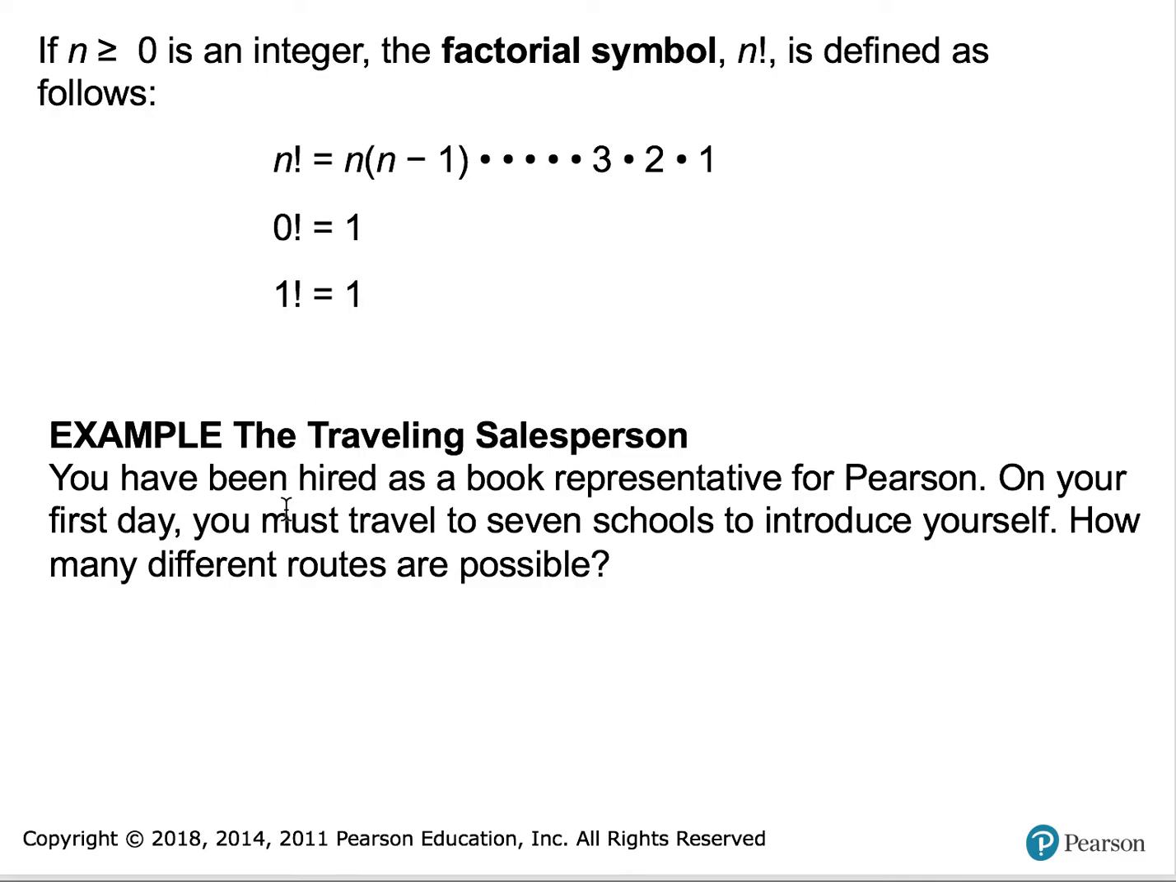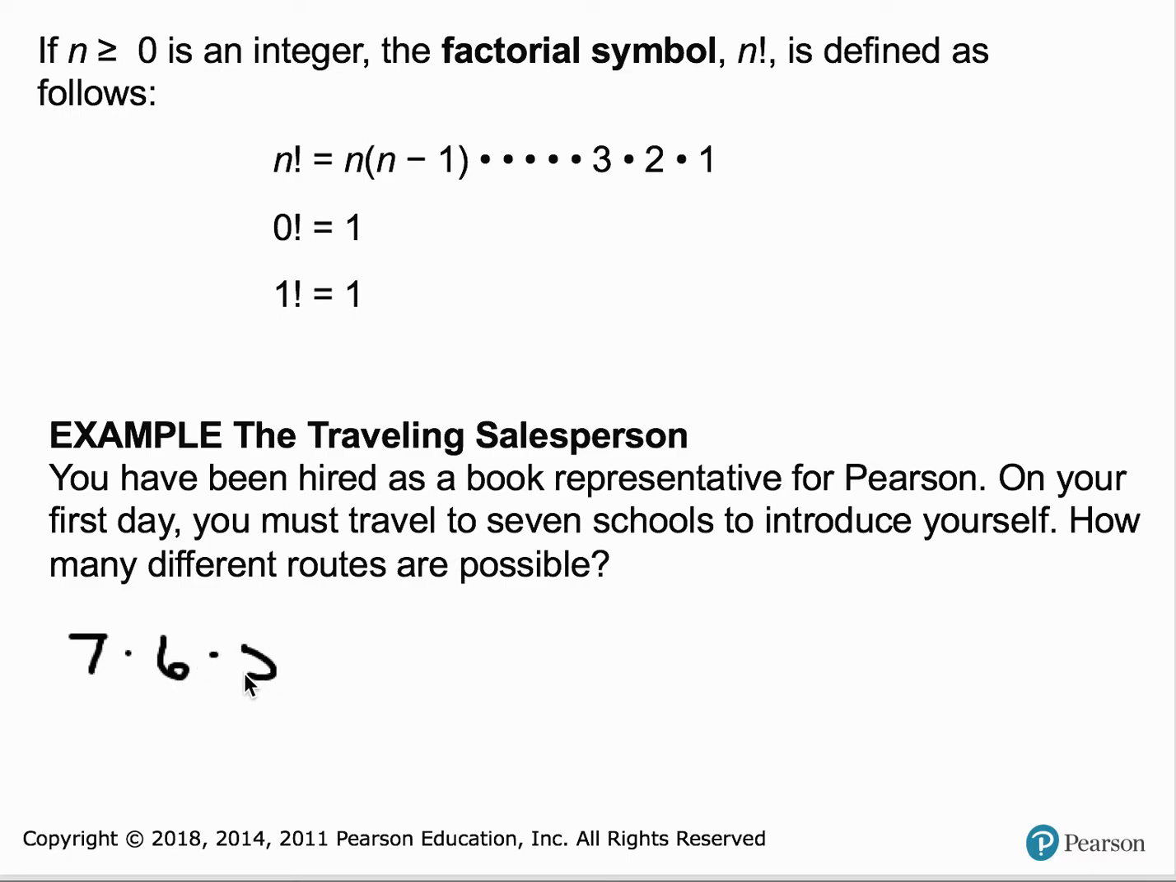Okay, so you've been hired as a book representative for Pearson. On your first day, you must travel to 7 schools to introduce yourself. How many different routes are possible? Well, if you got to go to 7 schools, then you can go to any one of those 7 first. And then once you're at that school, there's only 6 left for you to go to.